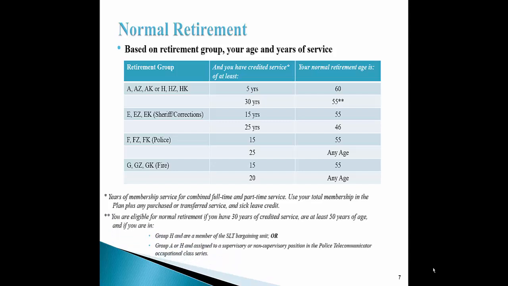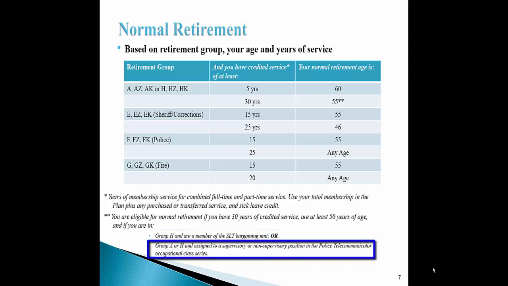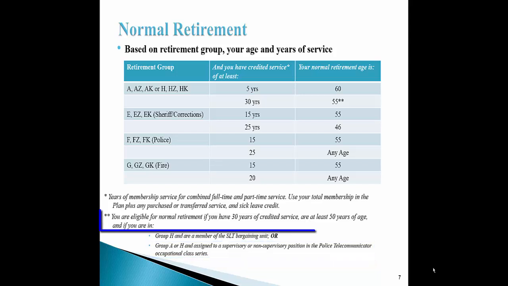Also note that if you are in Group H and a member of the SLT bargaining unit or are in the Police Telecommunicator Occupational Class Series, you are eligible for normal retirement with 30 years of credited service and are at least age 50 versus age 55.